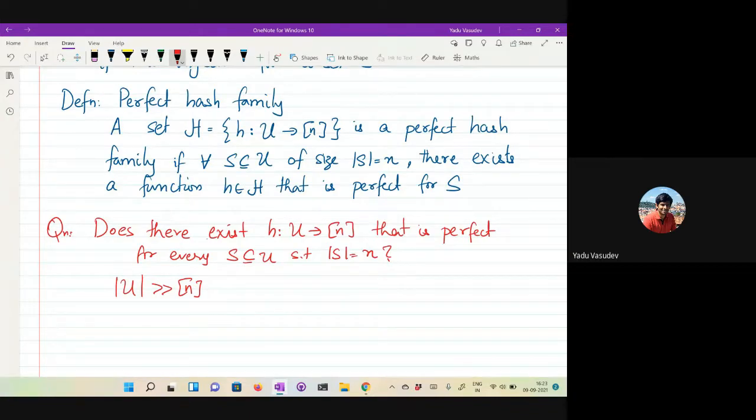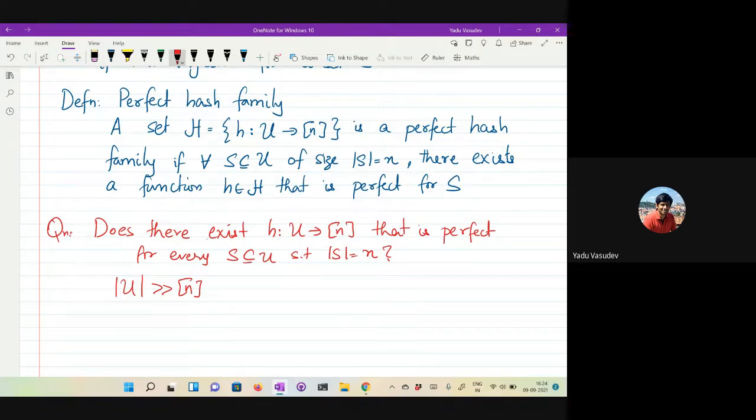This is what you can hope for in the best case. The first question is about the existence of such hash families. But if you really want to use it in practice, it's not enough to prove the existence of such a family; you also need a way to efficiently get hold of this family.